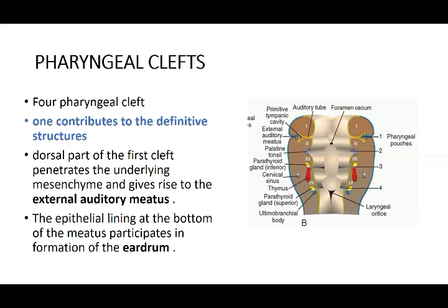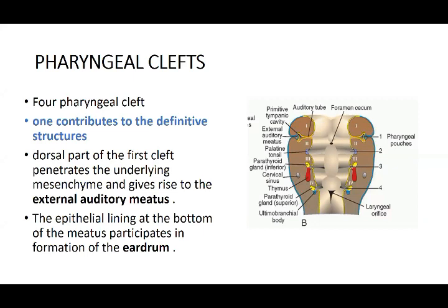The epithelial lining at the bottom of the meatus participates in the formation of the eardrum. Now, the eardrum is a barrier between your external and the middle ear. The middle ear is contributed to by the mesenchyme from the arches, and then you have the endoderm.